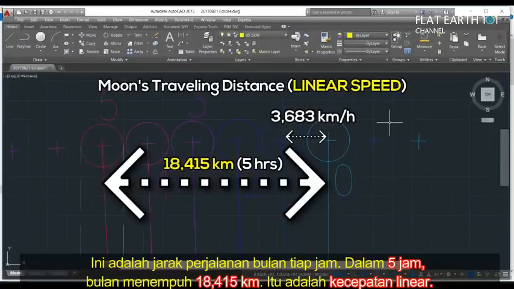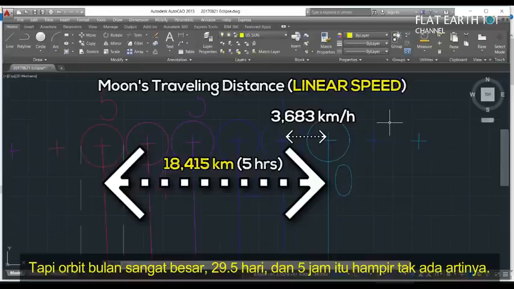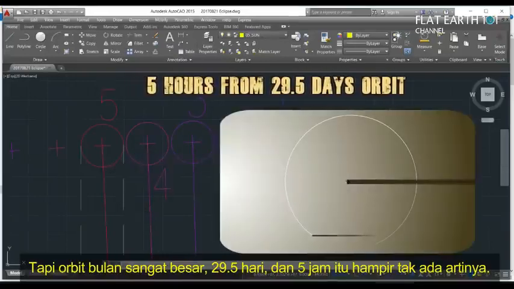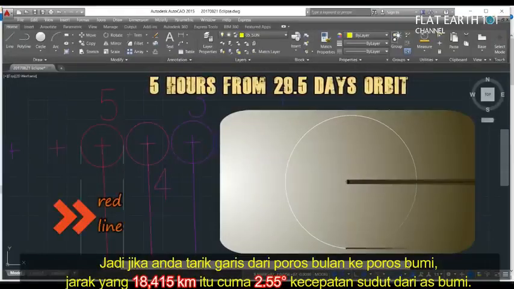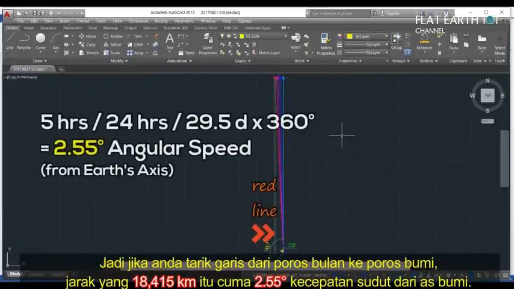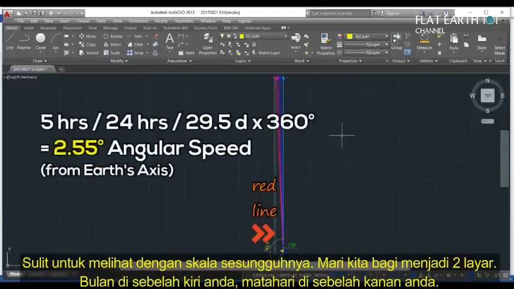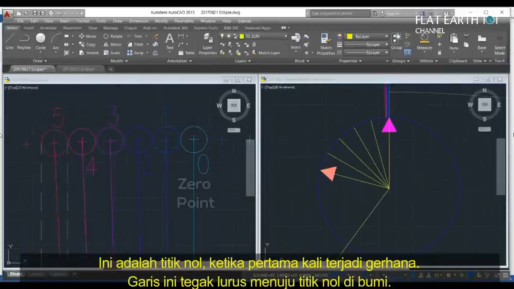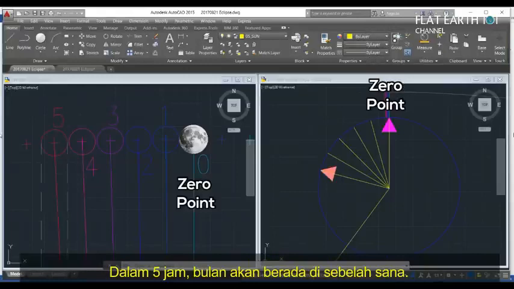That's the linear speed. But the orbit is so big, 29.5 days, and 5 hours means almost nothing. So if you draw a line from the moon's axis to the Earth's axis, this 18,415 kilometers is only 2.55 degrees angular speed on Earth. It's hard to see at this true scale. Let's split it into 2 screens, the moon on your left side, the Earth on your right side. This is the 0 point when the first partial eclipse happened. The line goes to the 0 point on Earth. In 5 hours, the moon will be over there.